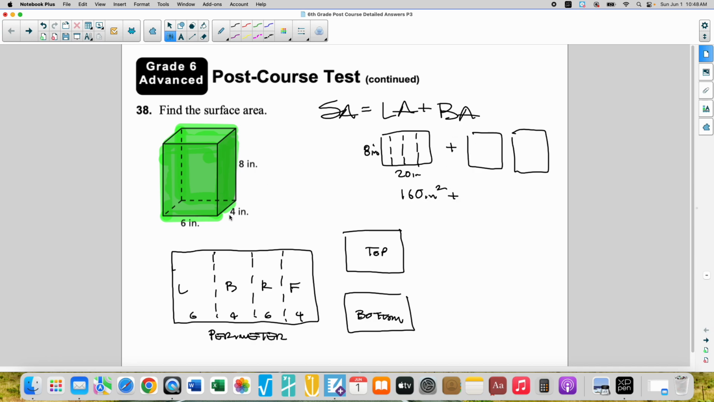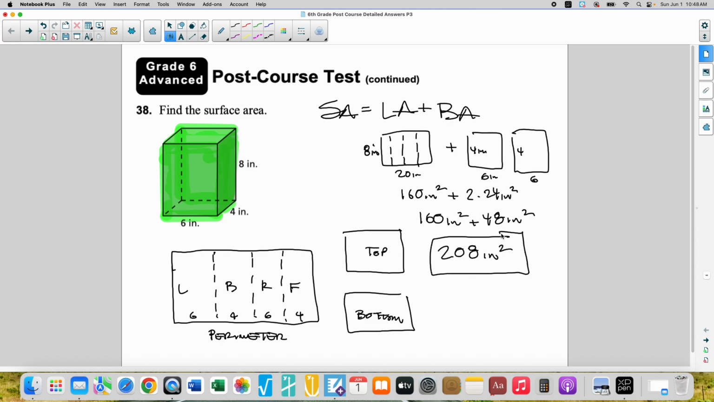And now let's look at the bases. The base is 6 by 4. And the top and the bottom will both be 6 times 4. So it's base times height times 2, because we have 2 of the same. So 6 times 4 is 24 inches squared, and we have 2 of those, so 48 inches squared. So we have 160 inches squared plus 48 inches squared, and we add those together, and we get 208 inches squared as the surface area of this rectangular prism.